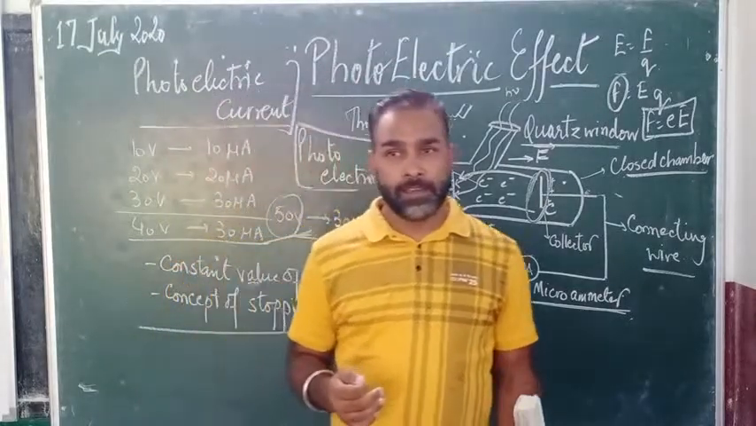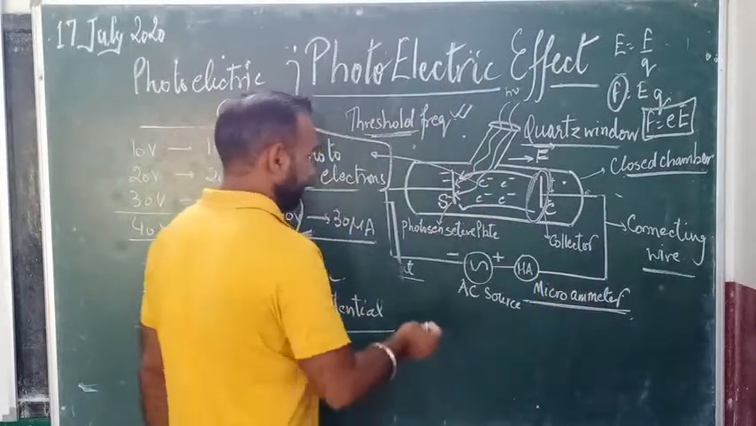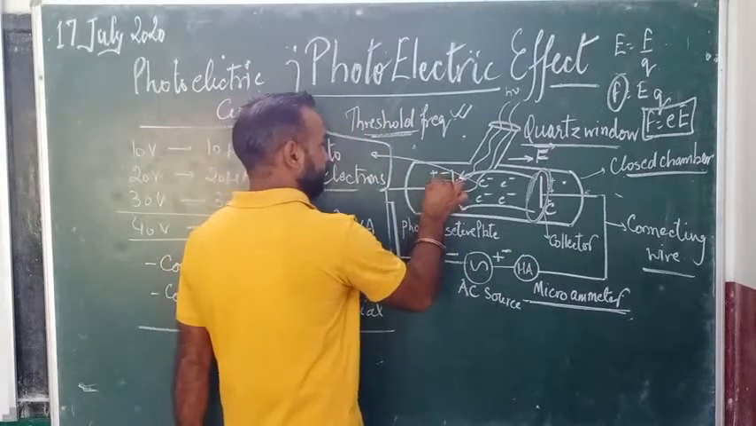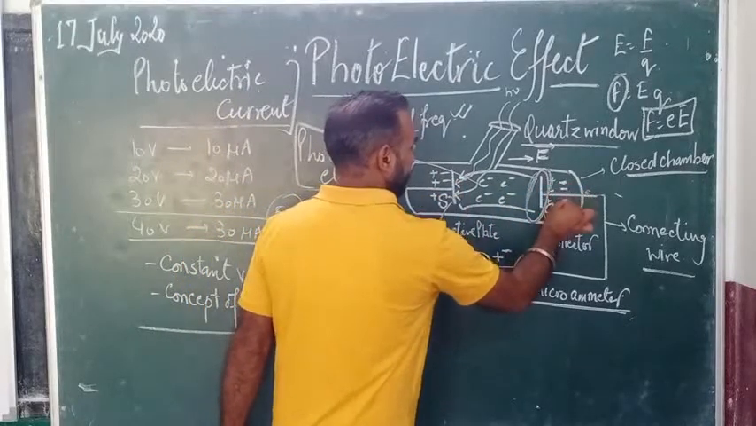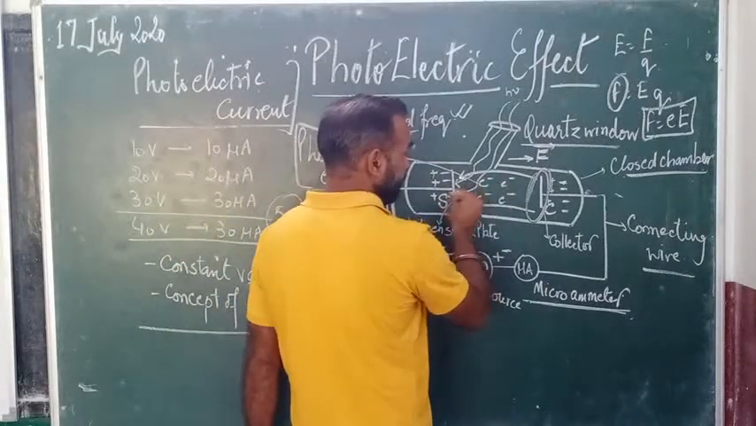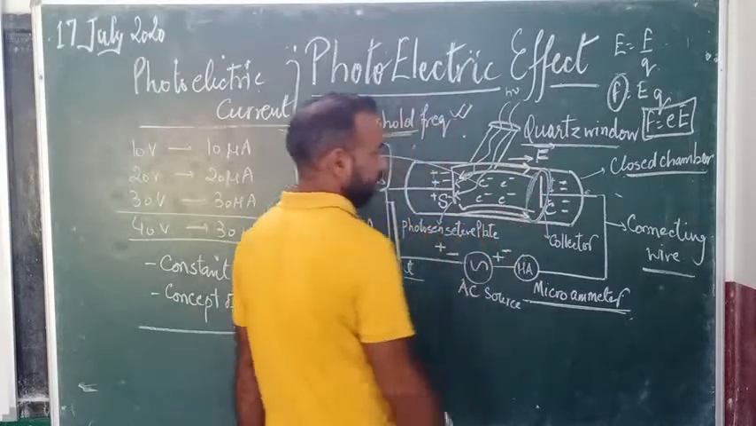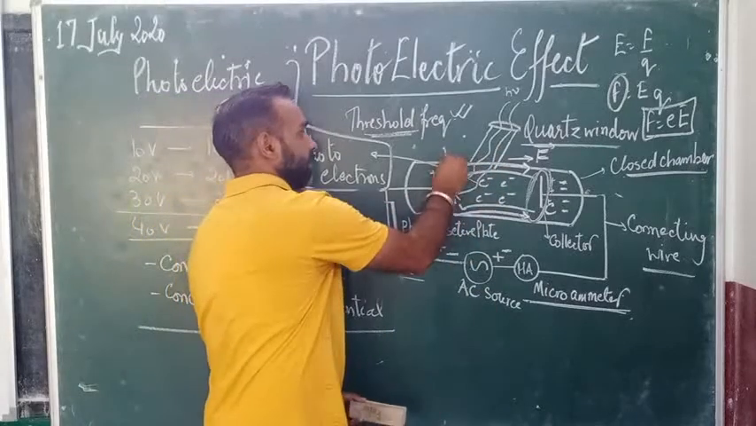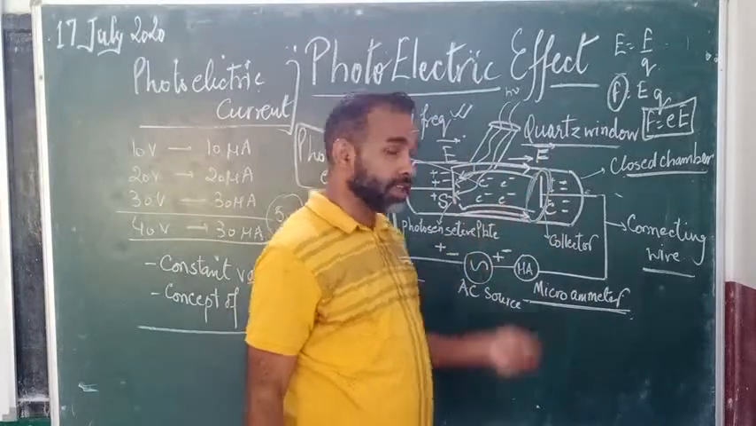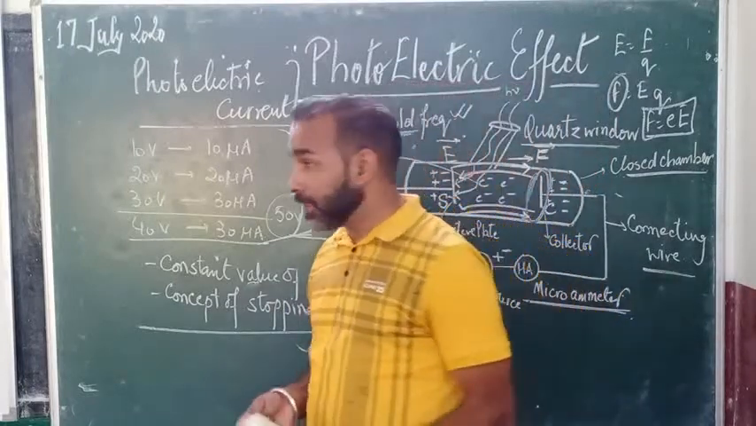Then what Lenard did, he changed the polarity. Now when he changed the polarity, this side of this AC source becomes negative and this side becomes positive. Now the direction of the electric field will also change. Earlier it was in this direction, now it will be in this direction. Okay, so what will happen? This side is negative, electrons are also negative, they will start feeling a repulsive force.